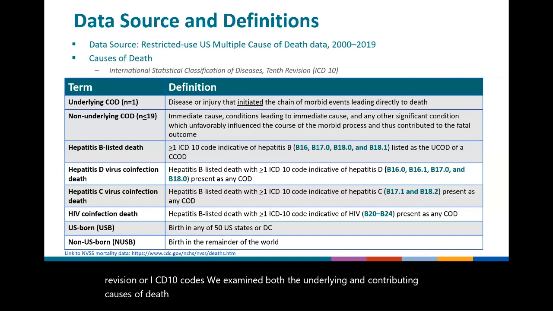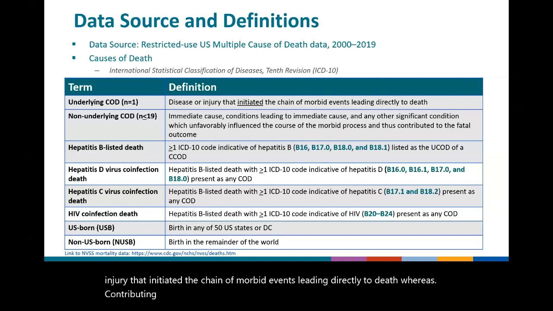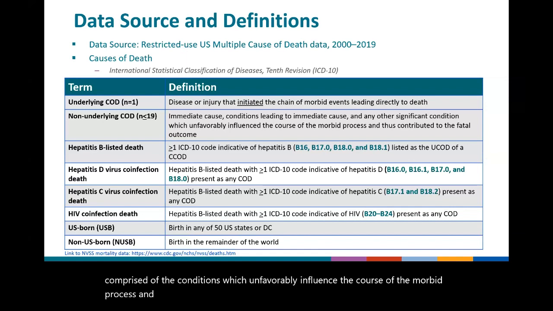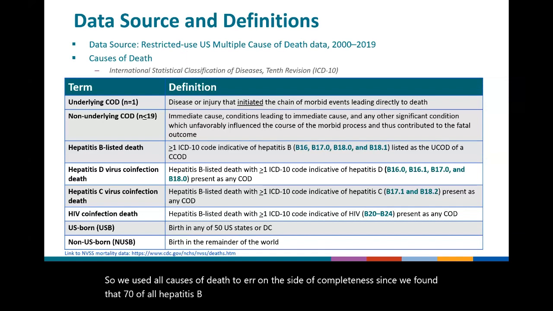So briefly, the underlying cause of death is the one disease or injury that initiated the chain of morbid events leading directly to death, whereas contributing causes, in which there can be up to 19 in the MCOD data files, are comprised of the conditions which unfavorably influence the course of the morbid process and thus contributed to the fatal outcome. So we used all causes of death to err on the side of completeness, since we found that 70% of all hepatitis B deaths had hepatitis B listed as a contributing cause.